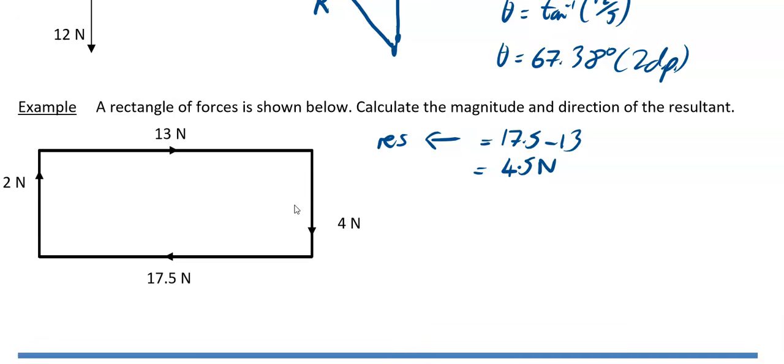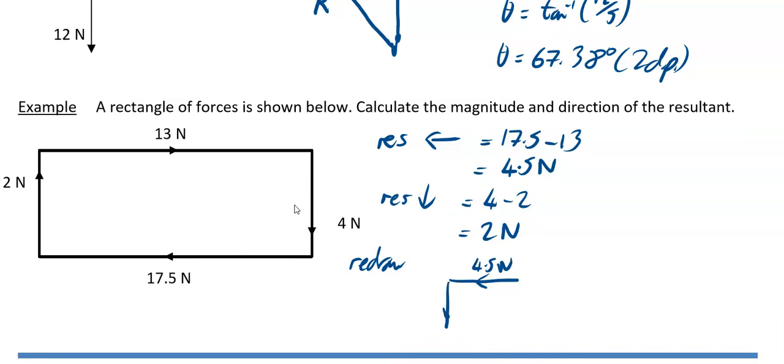Same idea going vertically. I can see I'm going to resolve vertically downwards because I've got 4 going downwards and I've got 2 going up. So that's just going to be 2 going downwards. So after I've done all this, what I'm going to do is redraw. This whole system of 4 forces just becomes 2 single forces. It becomes 4.5 newtons going left. After that, it becomes 2 newtons going down.